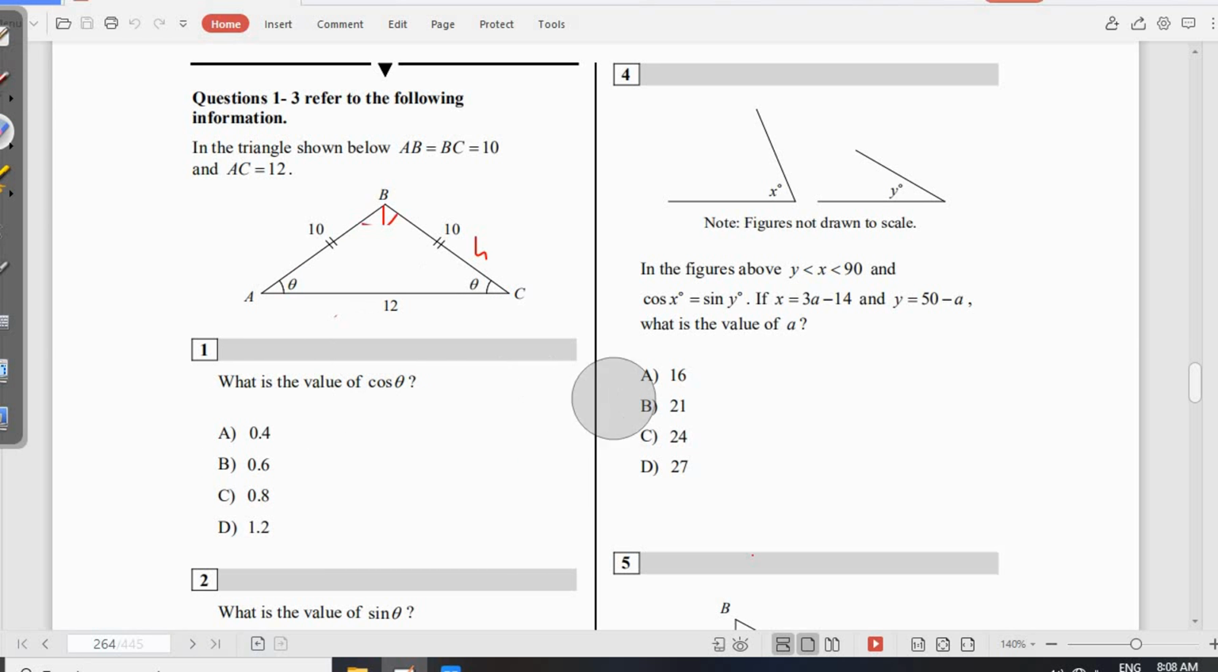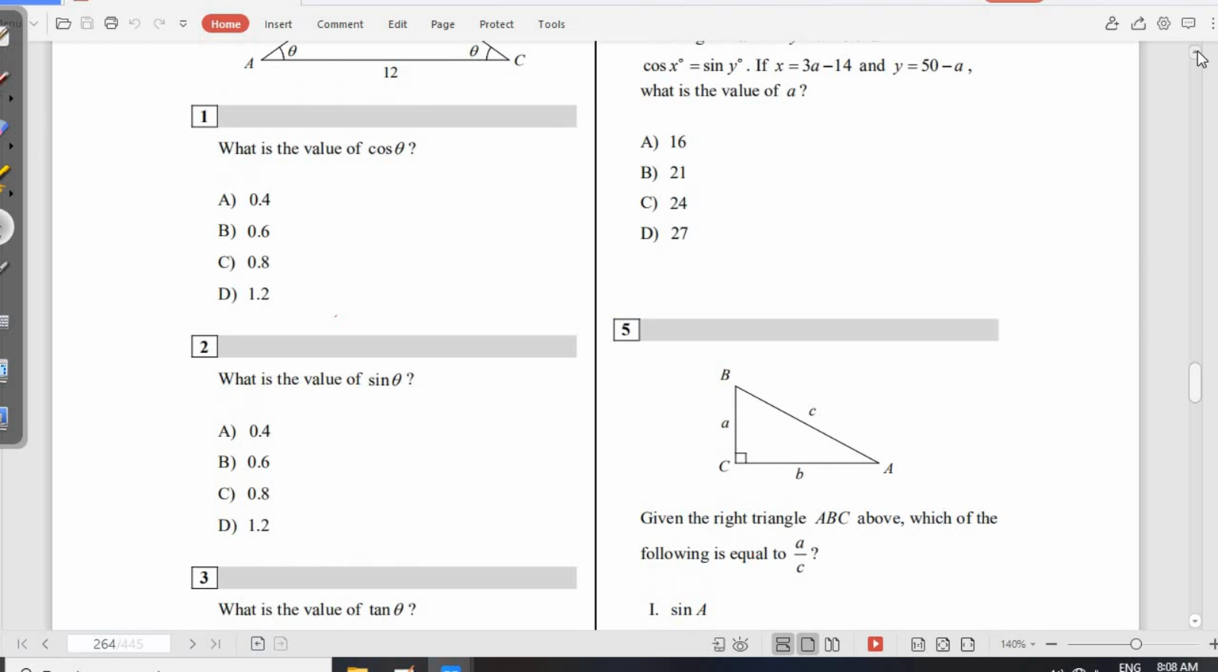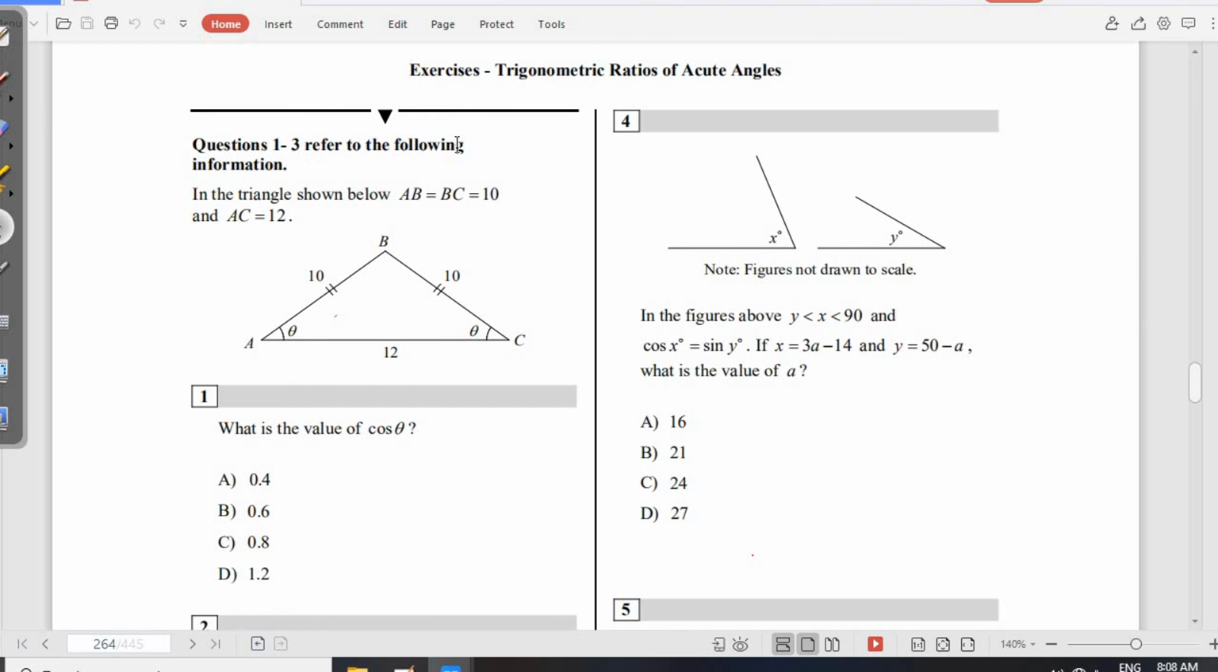Then let's look at the next one here. Question number 2: what is the value of sine theta in that same question? Now remember what I told you about this arrow here. This arrow shows that everything under it, until they show you the other arrow that points upward, comes from this question. That's just a fast way of remembering, just in case you forgot.